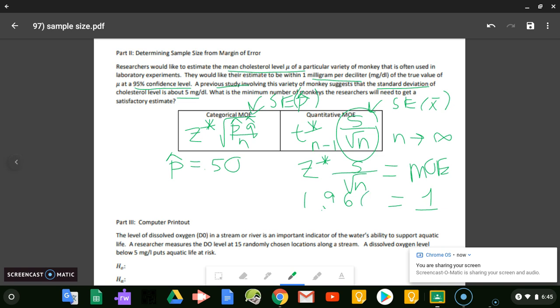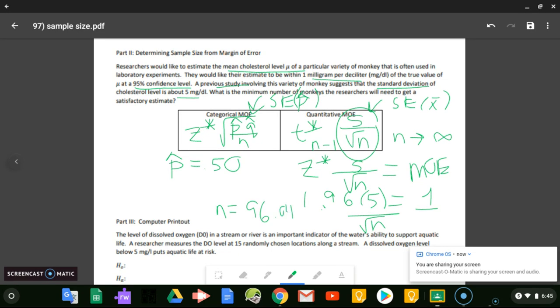And then the standard deviation given in the question was 5, and this is over radical n. Remember, you can use the solve feature on your calculator to solve for n, or you could solve for it by hand. When we do this, we get n equals 96.04. Remember, anytime we have something that's not a whole integer, we have to round up to be on the safe side for selecting our sample.